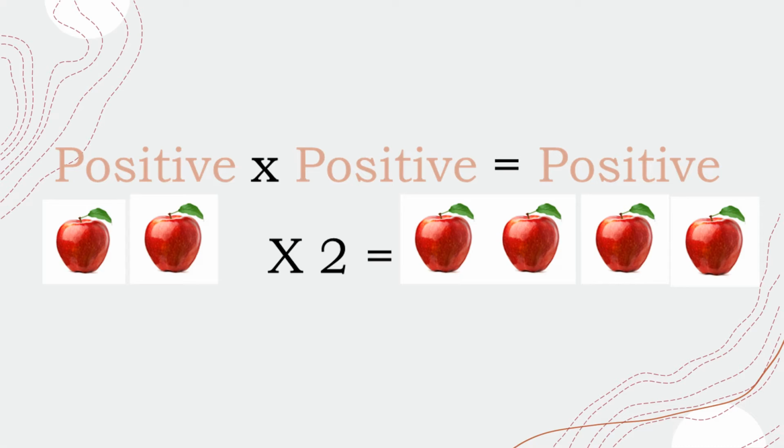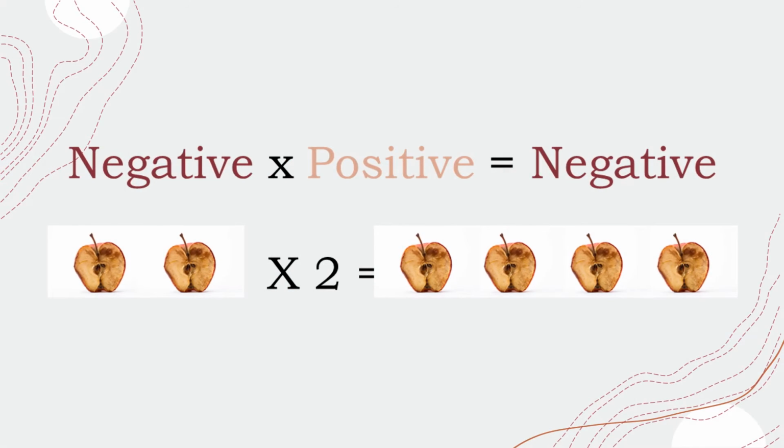Negative times positive is negative. So 2 rotten apples times 2 is 4 rotten apples. So basically, this positive is asserting that you have more rotten apples. So negative times positive equal negative is quite intuitive.